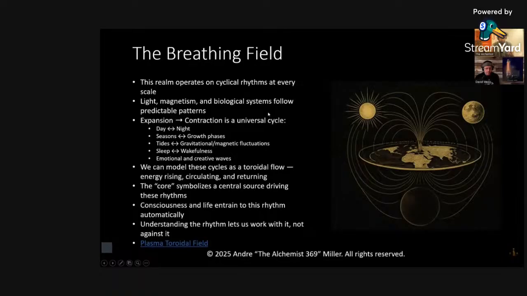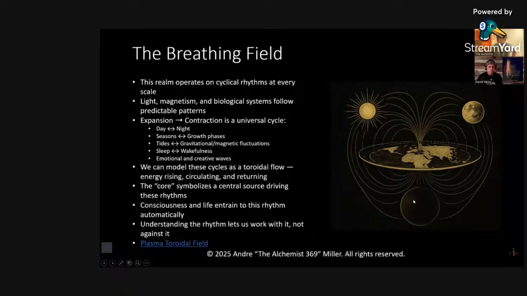So the realm operates in cyclical rhythms at every scale, right? We have a yearly scale that drives the seasons. The moon phases are cyclical. Everything is cyclical here. Light, magnetism, and biological systems follow predictable patterns. So this expansion and contraction of this plasma generator is what creates the day and the night, the seasons and the growth phases, the tides, gravitational and magnetic fluctuations, sleep, wakefulness, emotional and creative waves, right? This creates all of that.